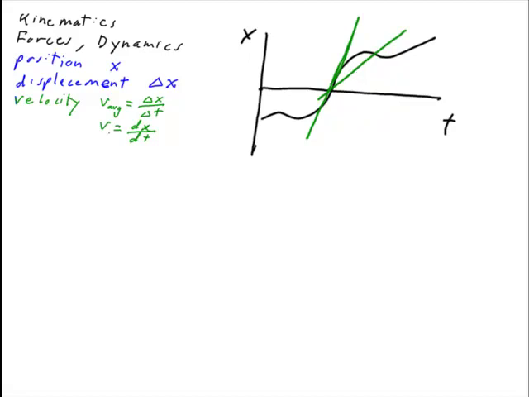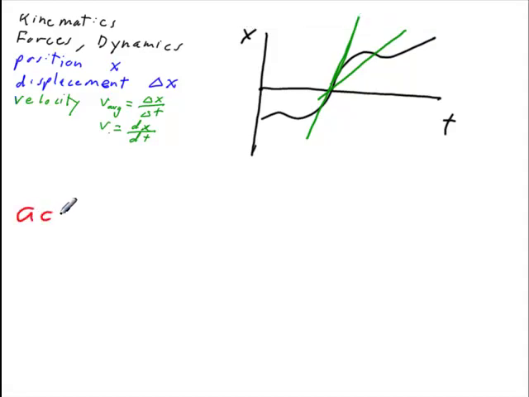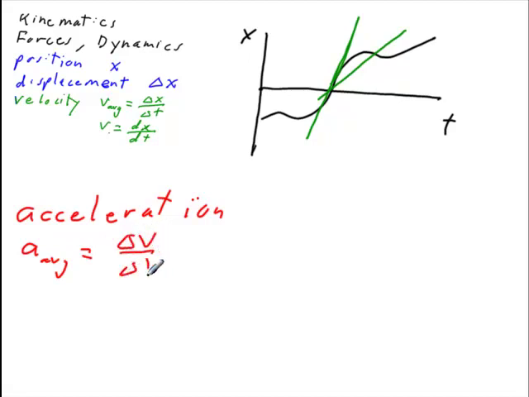Then we went on to study acceleration, and we found that acceleration was to velocity much as velocity was to position. That is, it was how quickly velocity was changing. So the average acceleration was delta v over delta t, and for the instantaneous acceleration, we simply changed that for a derivative.